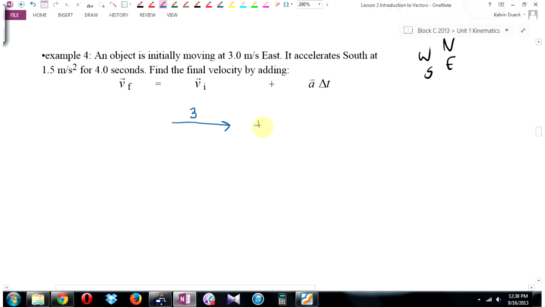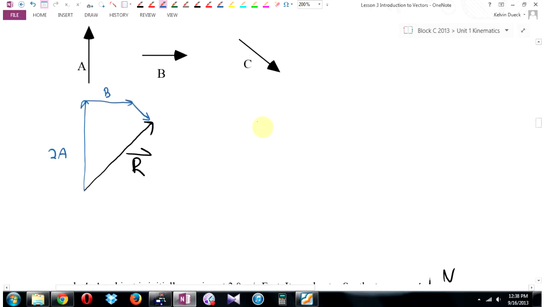Plus. Ashley, what's the acceleration, magnitude, and direction? 1.5, south. And then what's time? So time is a scalar. We're going to go 4 times 1.5 meters per second squared south. The same way as up here when we went 2A, that just doubled vector A.